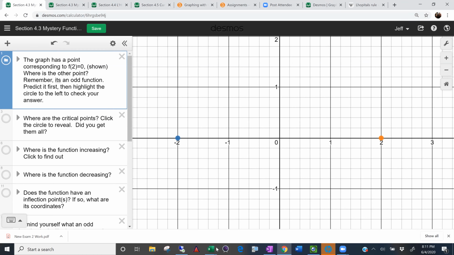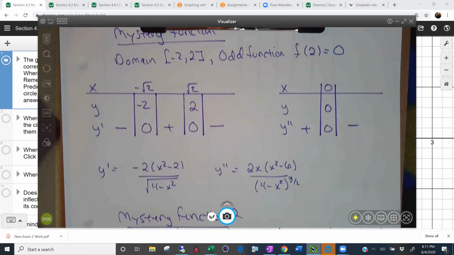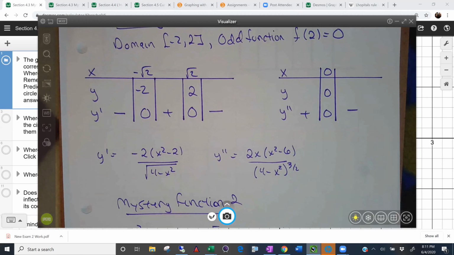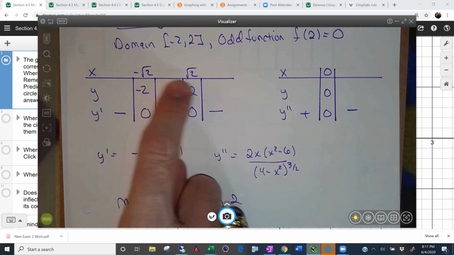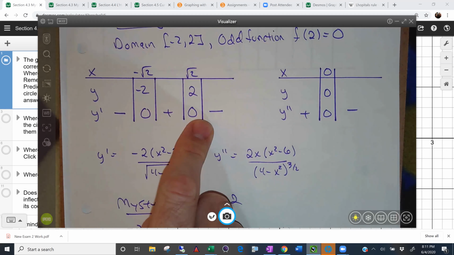Good. Next thing, where are the critical points? Well, how do you get a critical point? Somebody help me out here. What are the critical points? If the first derivative is equal to 0 or does not exist. Good. So the first derivative is 0 or does not exist. Now, here's a couple gimmies, right? The first derivative is 0 at both of these points.